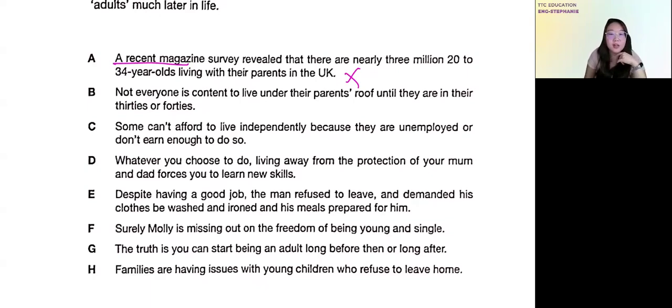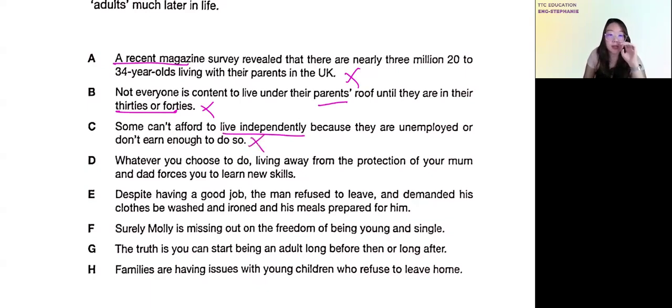B, not everyone content to live under parents' roof, they are 30s or 40s. So we didn't talk about parents, we didn't talk about 30s, 40s. C, some can't afford to live independently, unemployed, or don't earn enough to do so. All right, so this one, living independently is not something that we discussed. So this is not correct.